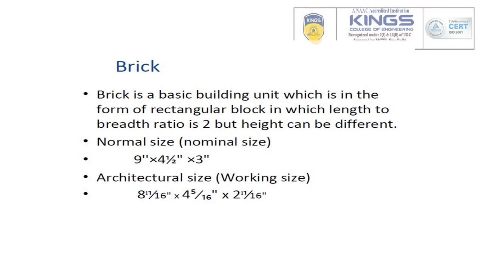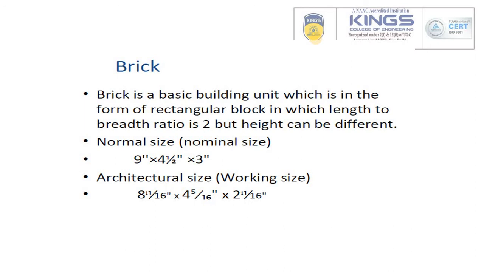A brick is nothing but a basic building unit in the form of a rectangular plan in which the length to breadth ratio is 2, but the height can be different. The nominal size will be 9 inches by 4.5 inches by 3 inches. In terms of architectural size, we use 8:4:2. So these are the basic dimensions of a brick.